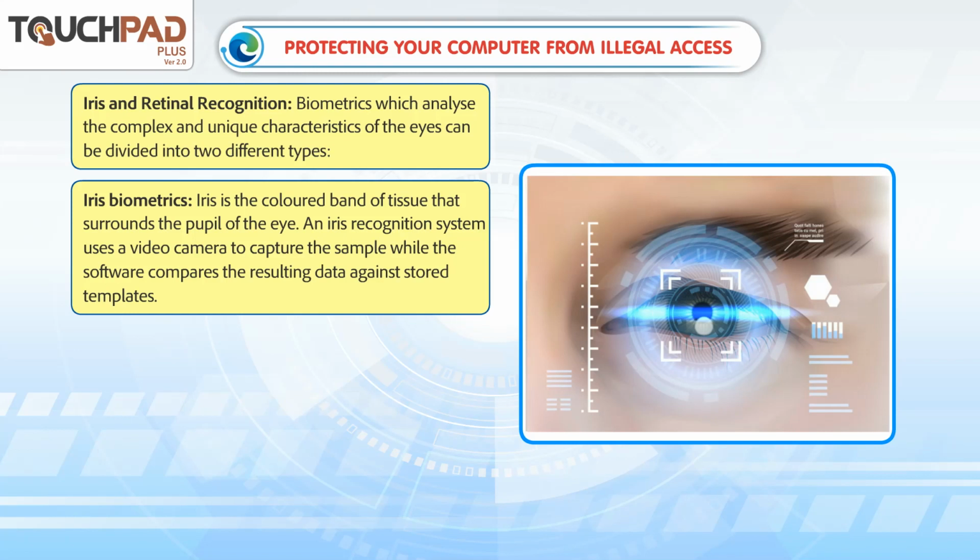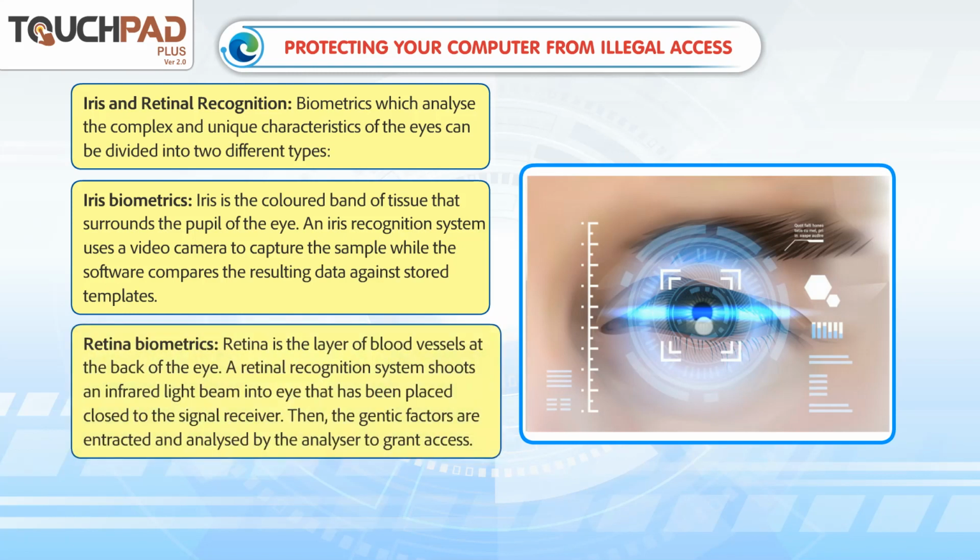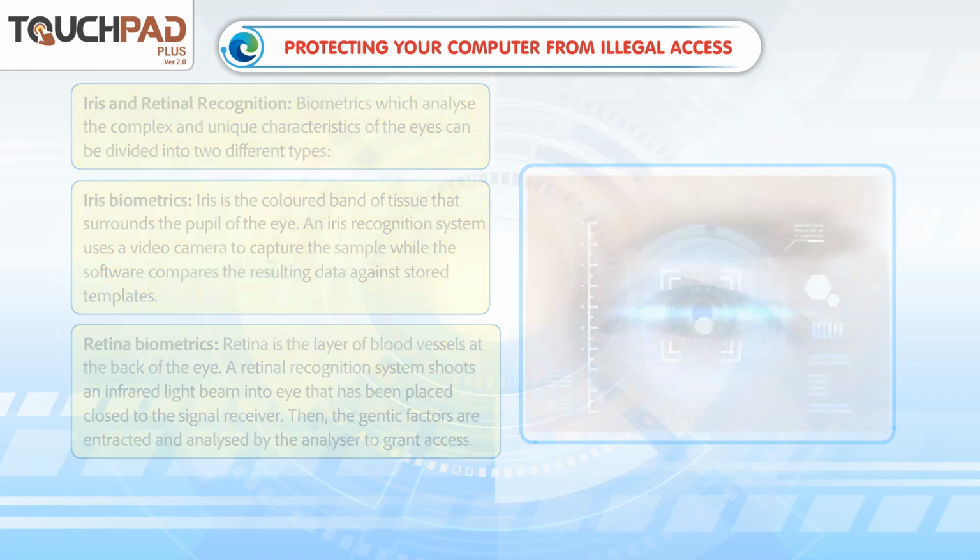An iris recognition system uses a video camera to capture the sample while the software compares the resulting data against stored templates. Retina biometrics. Retina is the layer of blood vessels at the back of the eye. A retinal recognition system shoots an infrared light beam into the eye that has been placed close to the signal receiver. Then the genetic factors are extracted and analyzed by the analyzer to grant access.